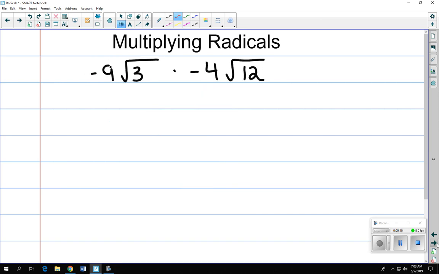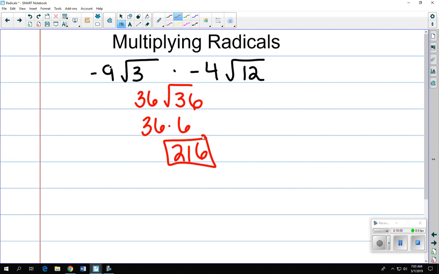Looking at another example, negative 9 square root of 3 times negative 4 square root of 12. I'm going to multiply the negative 9 times the negative 4 to get 36. And then I'm going to multiply the 3 times 12, which will give me 36. I can simplify inside the radical to become 6. And 36 times 6 is 216. And there would be my simplest form.